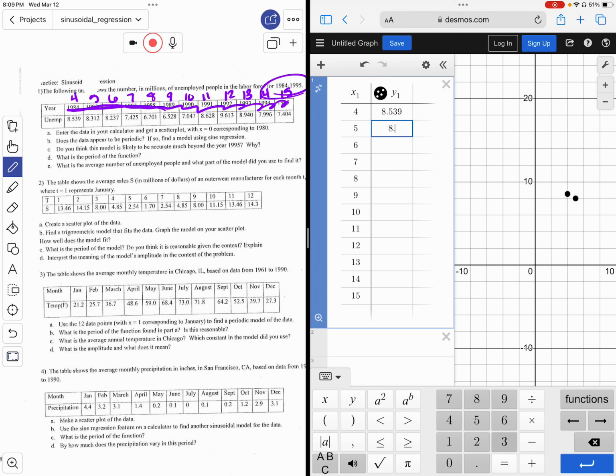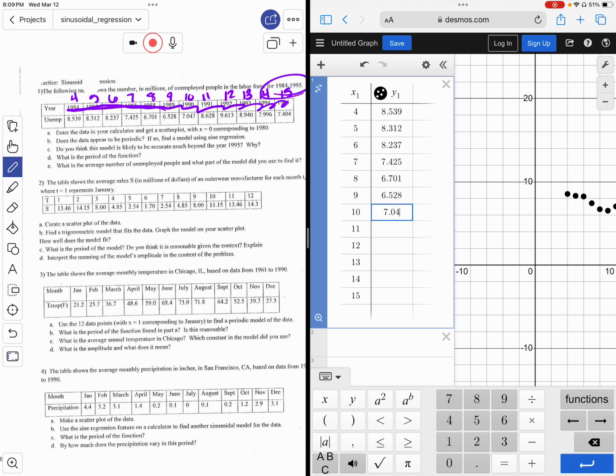Eight point three two, 8.237, 7.425, 528.